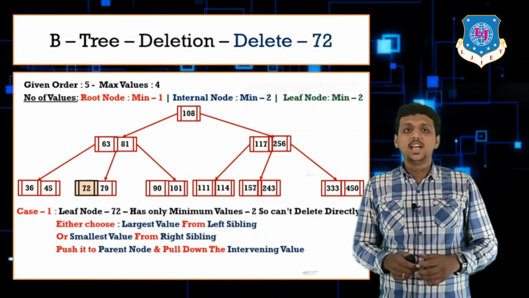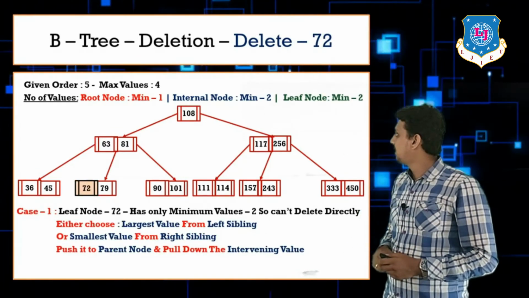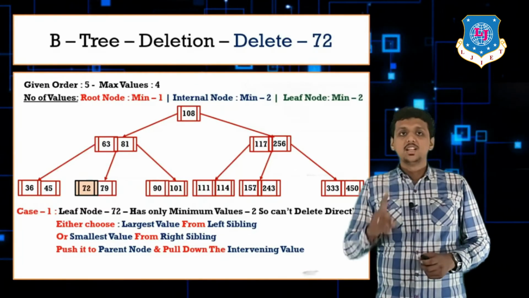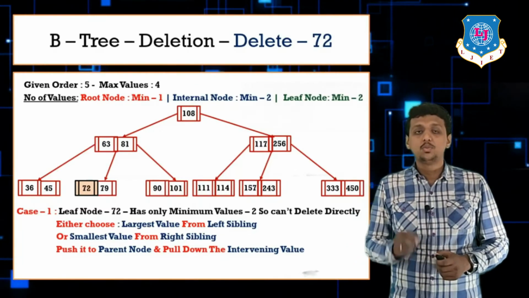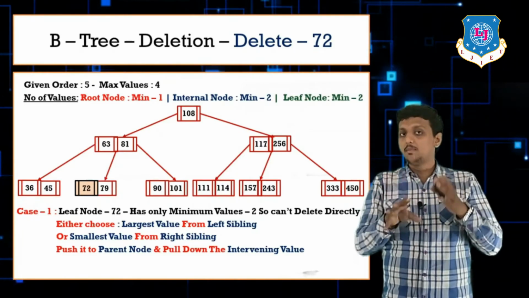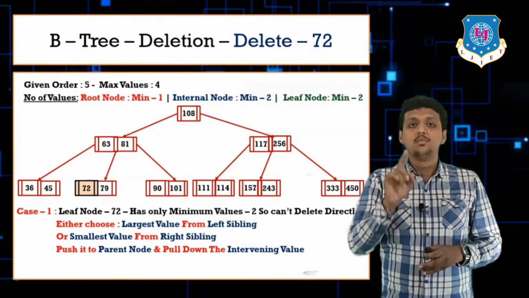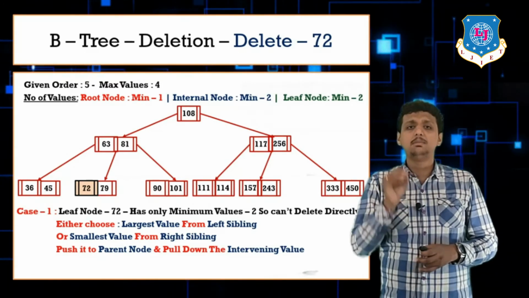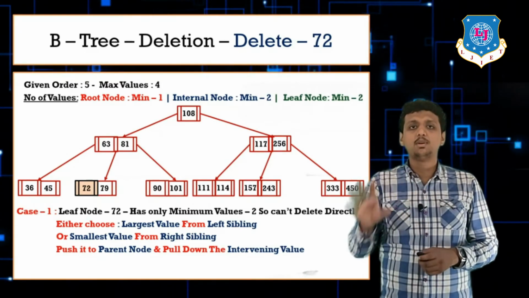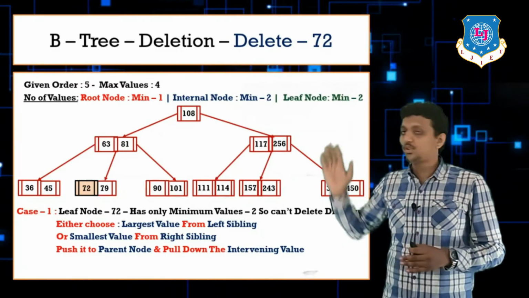Students, in the next case, if here I want to delete 72. Now I want to delete 72, but it is situated at a leaf node, so it becomes our case number 1, where 72 has the minimum number of values. So you can't delete 72 directly from the tree.